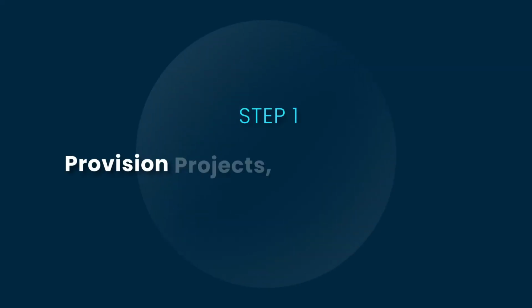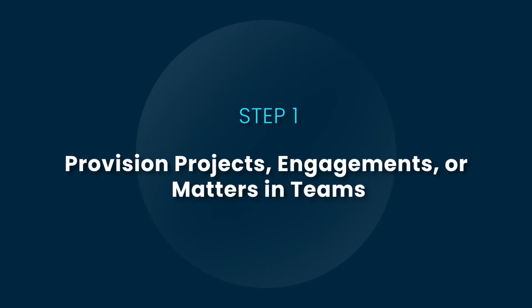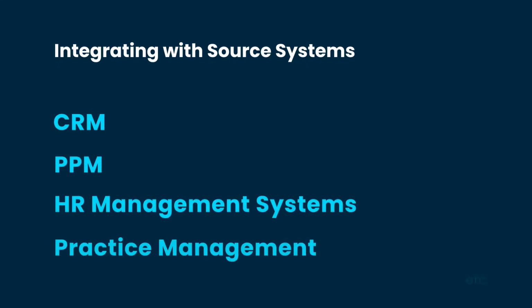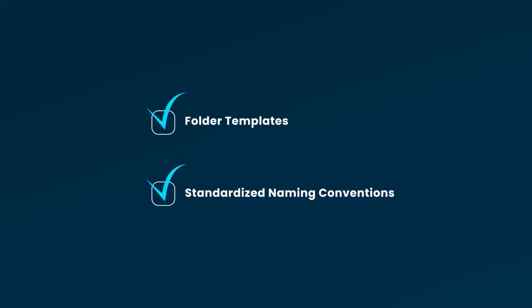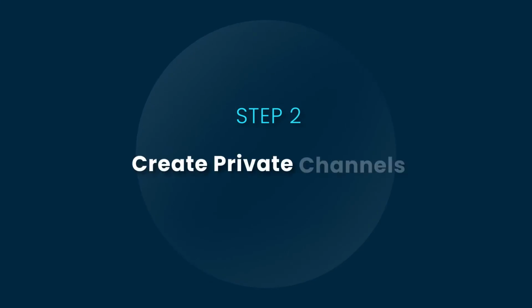Step 1, provision projects, engagements, or matters in Teams. Initiate projects across collaboration systems, such as Teams and the document management system, by integrating source systems, such as CRM, project portfolio, human resource management systems, or through a human workflow when no record of system is detected. Provision with advanced templates and standardized naming conventions to easily create logical places so that users know where to save their data.